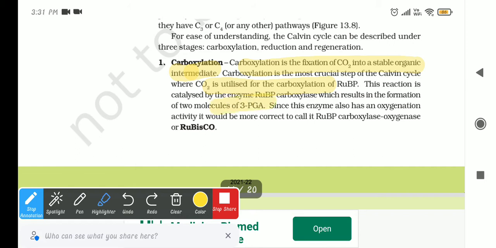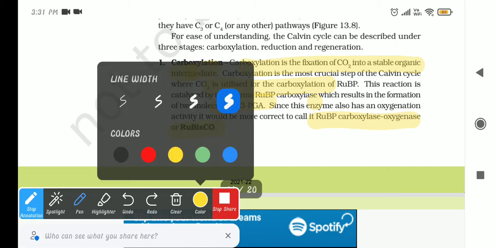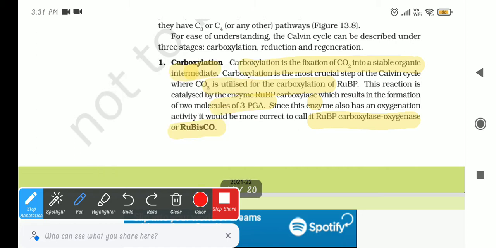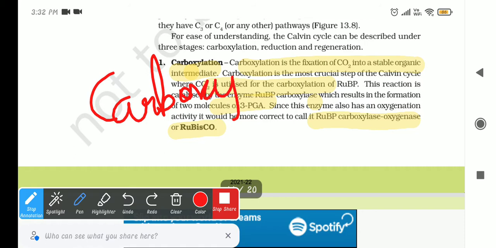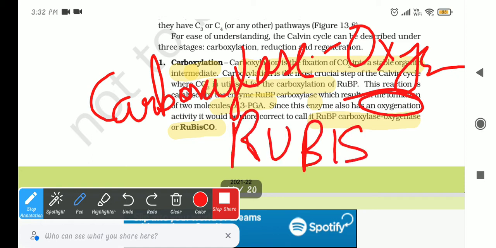The enzyme which is used is RuBP carboxylase oxygenase, or RuBisCO. Why are we calling it RuBisCO? In this process carboxylation is done, and along with the carboxylation there is another step, which is oxygenation. Therefore we call it carboxylase oxygenase, or RuBisCO.